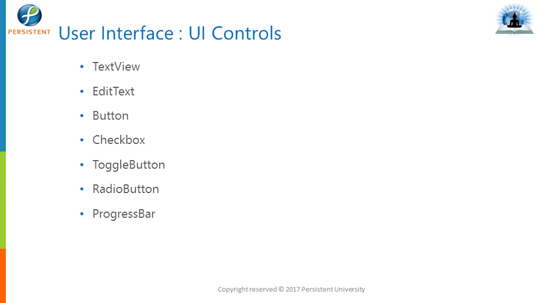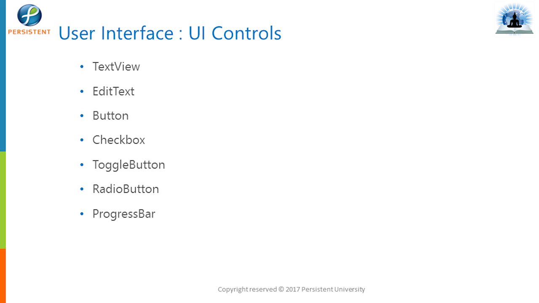Android provides a number of UI controls to perform various actions. We will discuss the most commonly used UI controls in Android. A text view is a control used to display read-only text. Edit text is a control used to enter text. Button is a push button that can be pressed or clicked by the user to perform a certain action. A checkbox is an on-off switch that can be toggled by the user. Toggle button is an on-off button with a light indicator. The radio button has two states, either checked or unchecked.